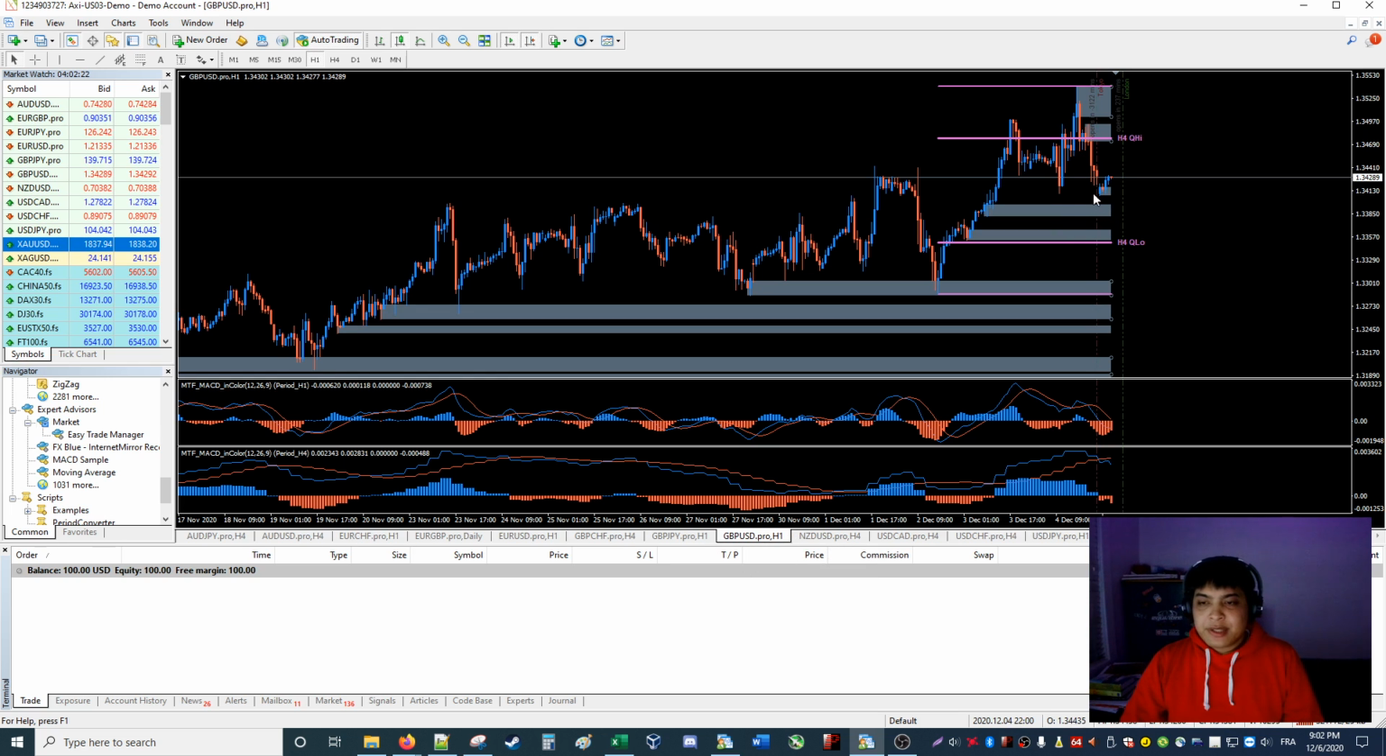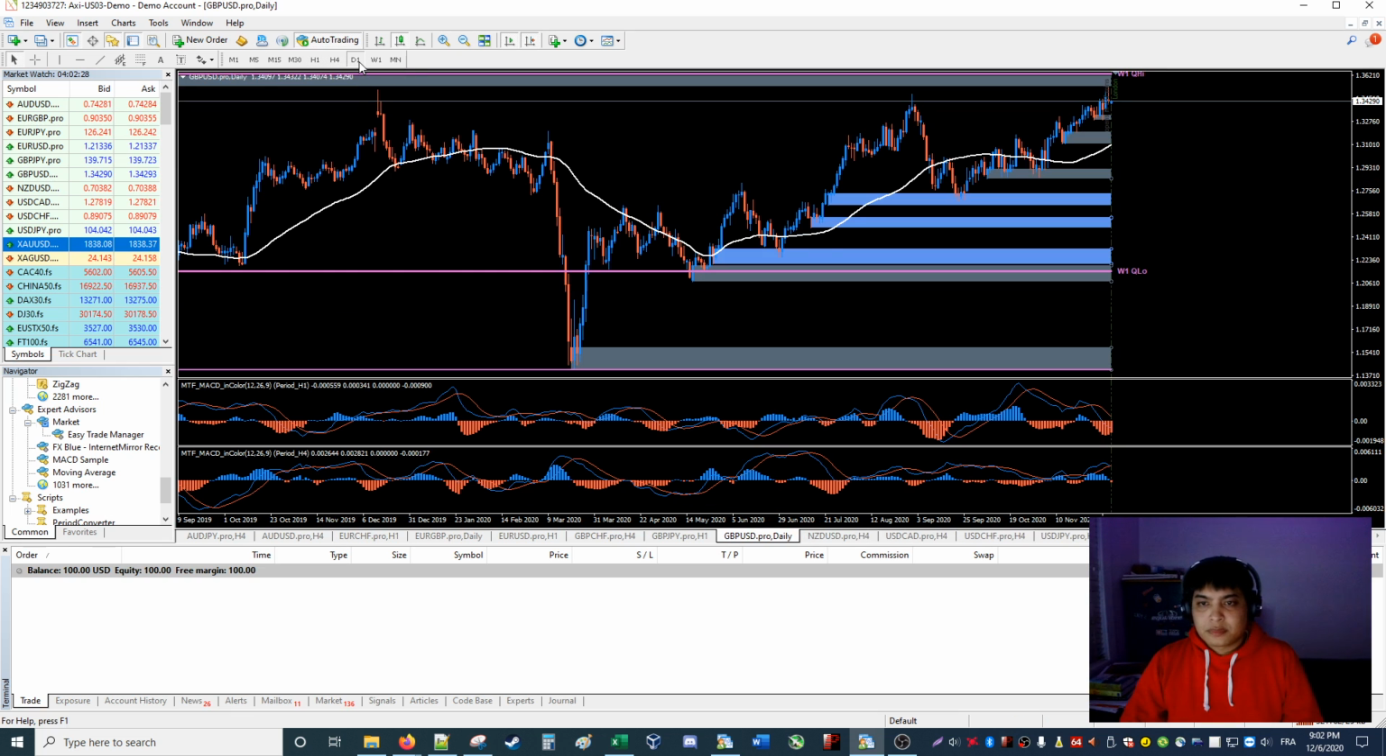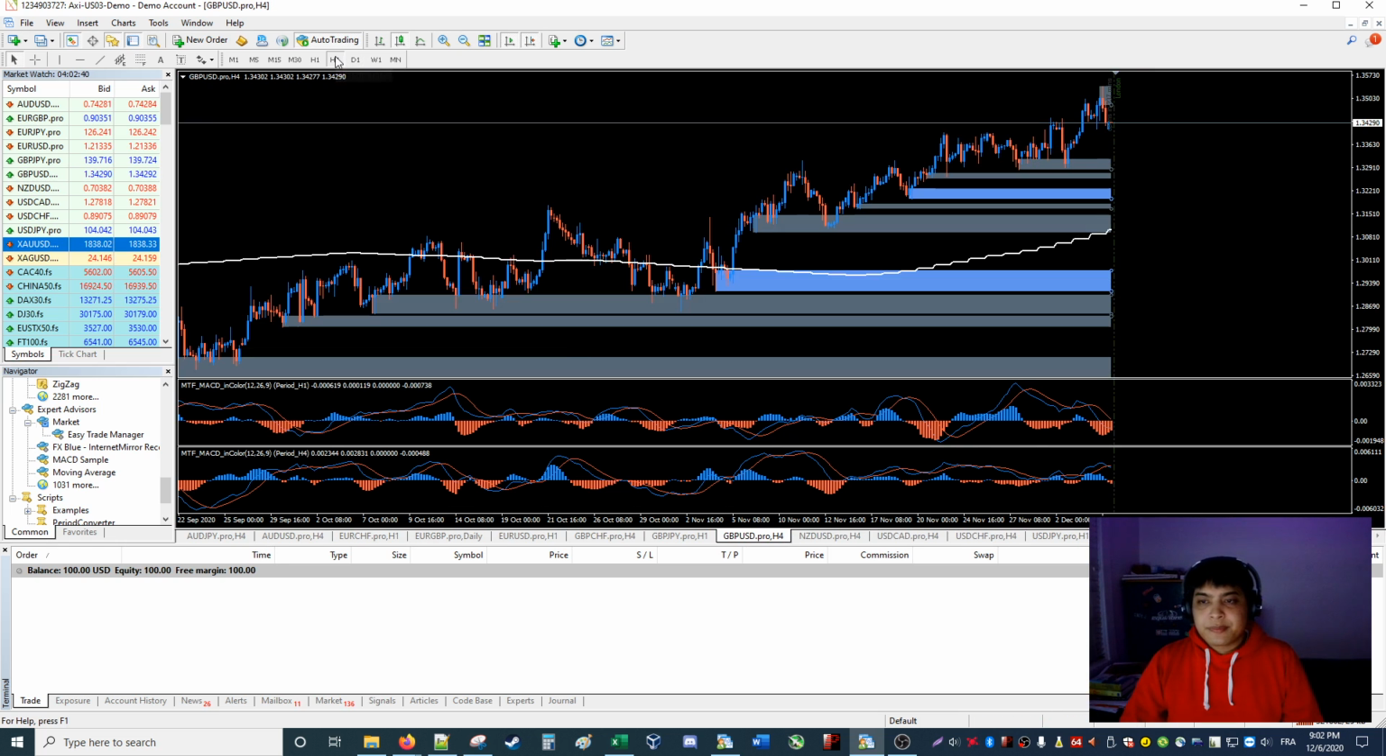GBP USD, we have some news tomorrow, this week. Right now it's currently sitting in the middle. We are at the resistance. We have divergence, but I'm still not convinced.